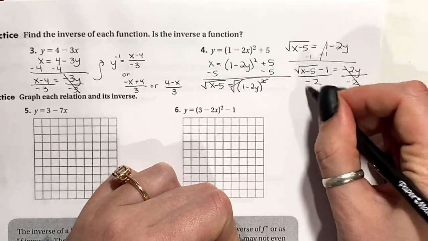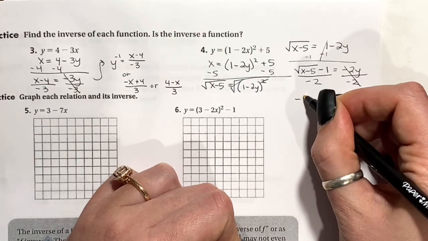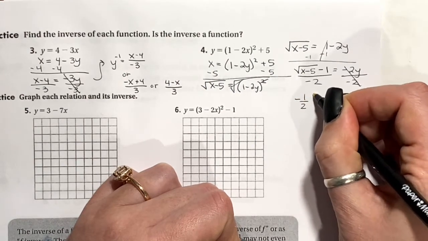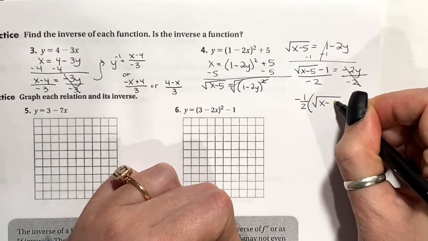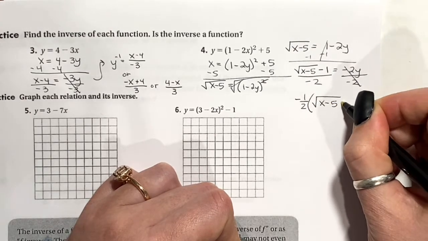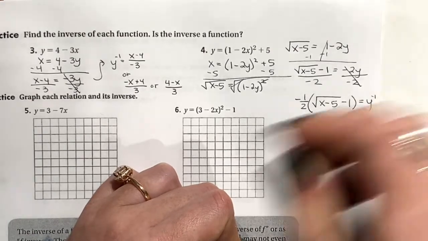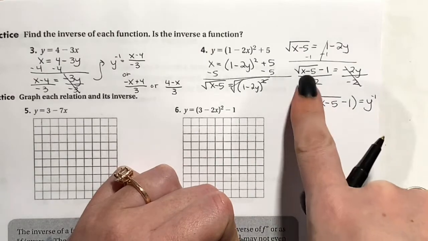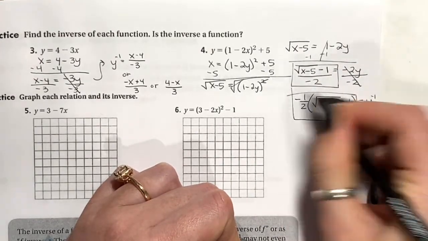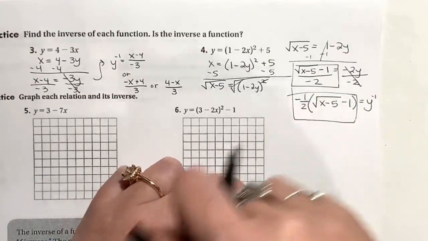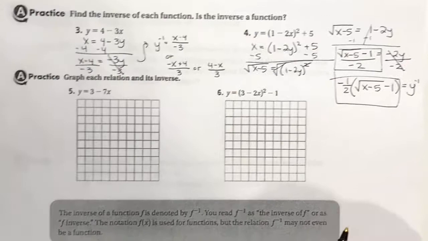Or instead of dividing by a negative 2, dividing by a negative 2 is the same as multiplying by a negative 1/2. So I could also write it this way, where I have that negative 1/2 times the square root of x minus 5, subtract 1. And that will equal your inverse. So you can write it this way or you can write it this way. Either answer is fine. It's just kind of a personal preference of how you like to deal with it because it is kind of an ugly equation. Okay, so that is how you do that.